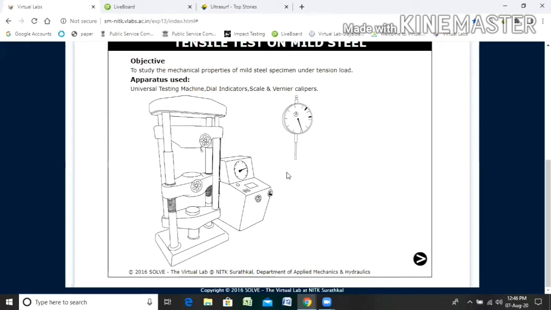Now you can see this is the apparatus known as the Universal Testing Machine or UTM. It is there in our lab, and you can see one dial indicator which will indicate the amount of load that we will apply, and then some scales and a vernier caliper we also need to measure the diameter and the length of the specimen.